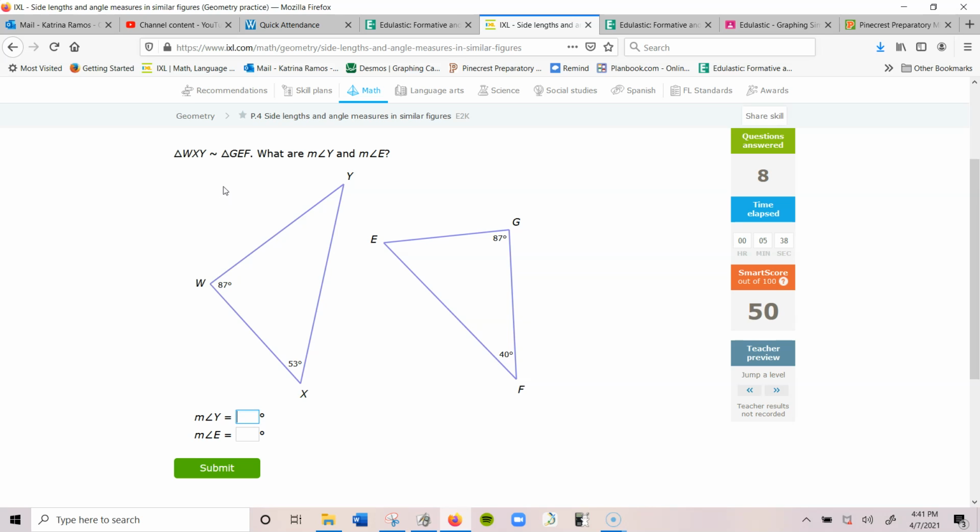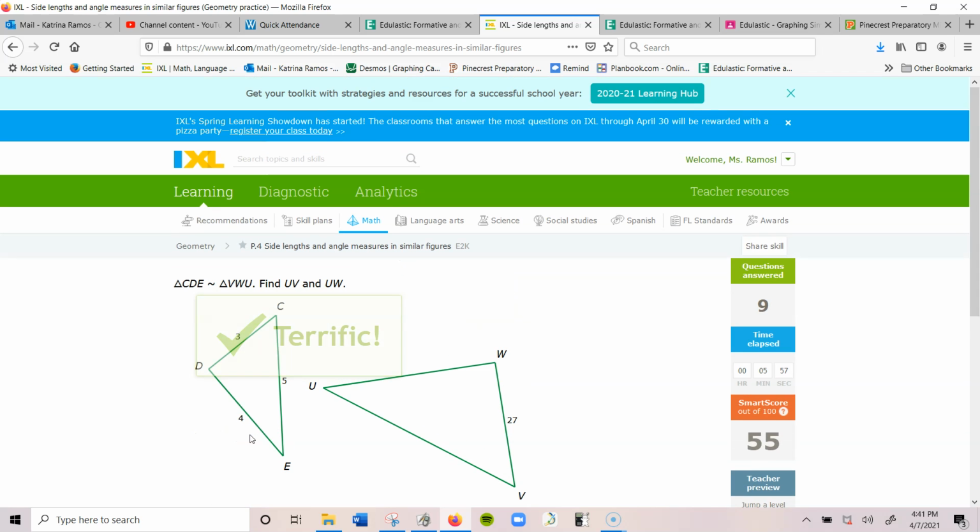Okay, so we're looking for these angle measures. Y is going to correspond with F. And since F is 40, that means Y is 40. Angle E corresponds with angle X. Since X is 53, E is also 53.